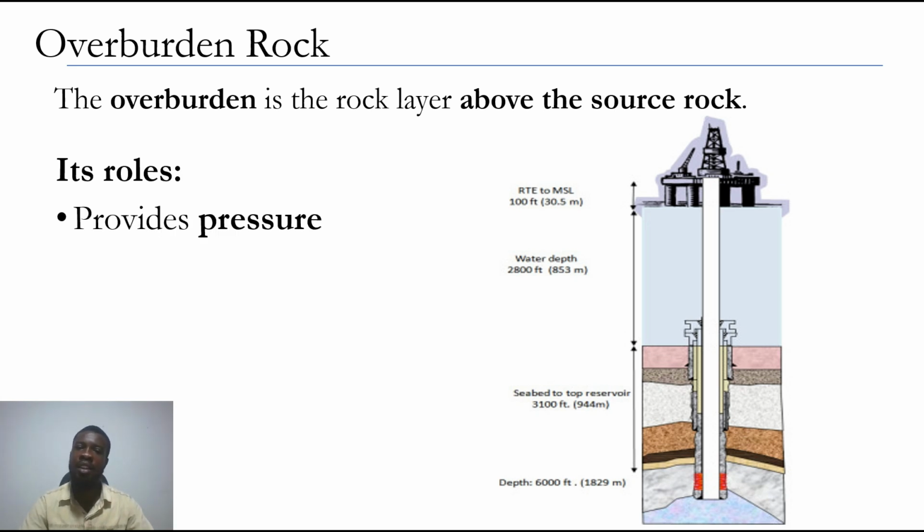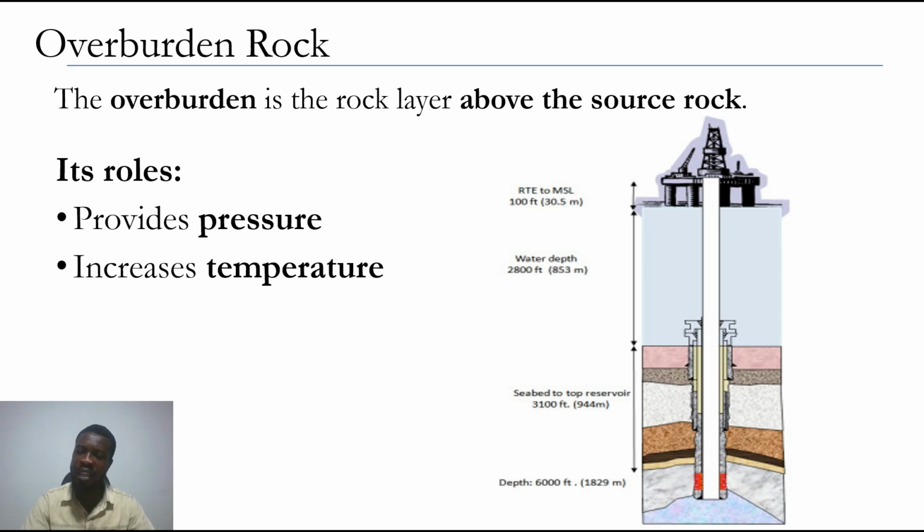Now, these overburden rocks play a very key role. One of the things that they do is that they provide pressure. Like I said, pressure is needed for this ingredient, that is the organic matter, to be changed into oil and gas. And so it is the role of these overburden rocks to provide this pressure that we need in order for us to generate hydrocarbon.